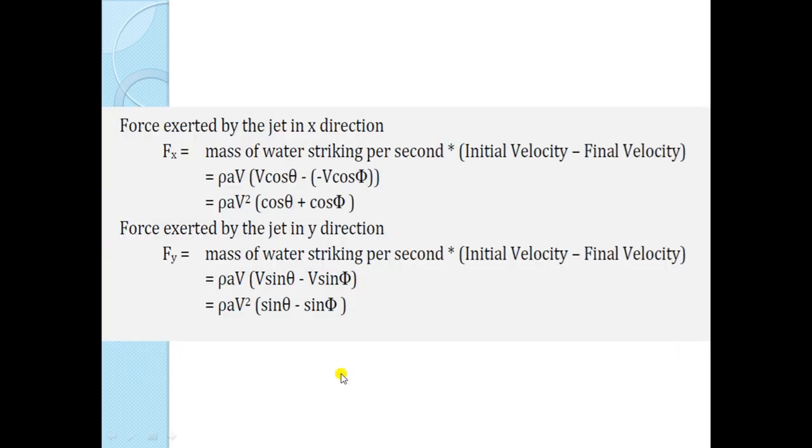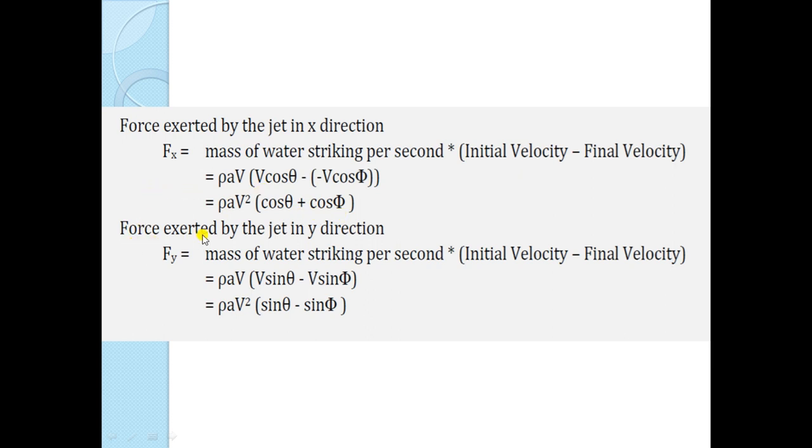In the same way, if we apply the impulse momentum equation, here also we can find the force exerted by the jet in x direction as well as y direction. Force exerted by the jet in x direction is Fx. Fx is given by mass of water striking per second into initial velocity minus final velocity. Here, mass of water striking per second is rho AV, initial velocity is v cos theta, final velocity is minus v cos pi. So, if we simplify, it will be rho AV square (cos theta plus cos pi).